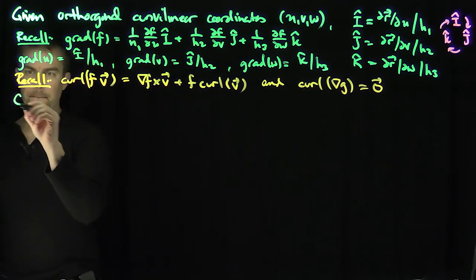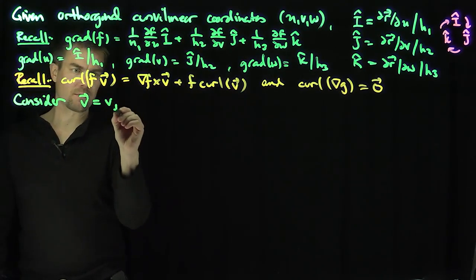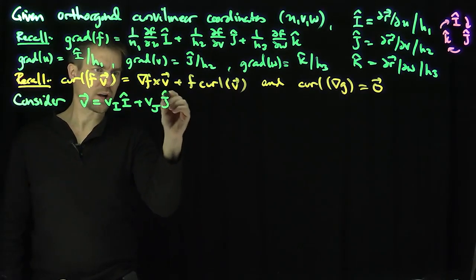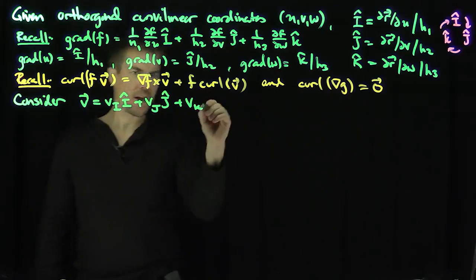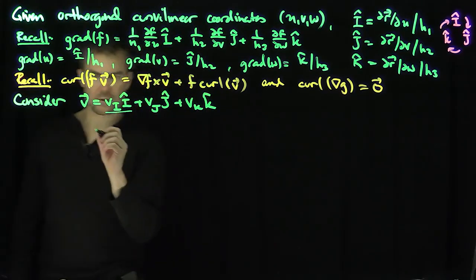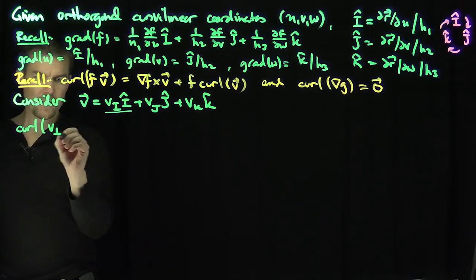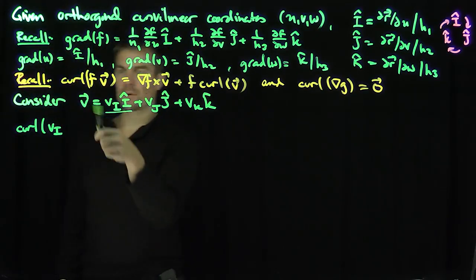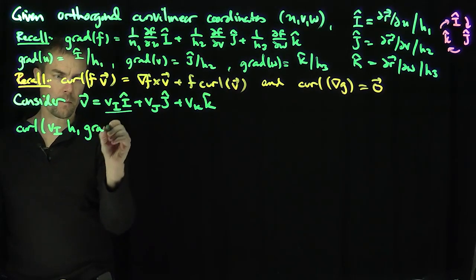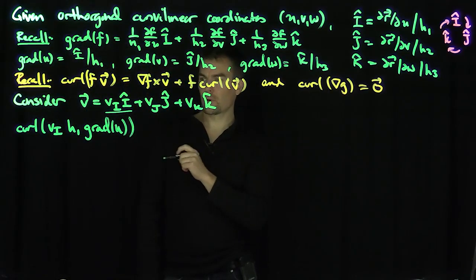So let's consider a vector field v, which is v_i i hat plus v_j j hat plus v_k k hat, like so. And I'm going to compute the curl of this first term over here, right? So let's do the curl, for example, of v_i i hat. And now I'm going to replace i hat with what? I'm going to replace i hat with h1 grad u. That's really the curl of v_i i hat.